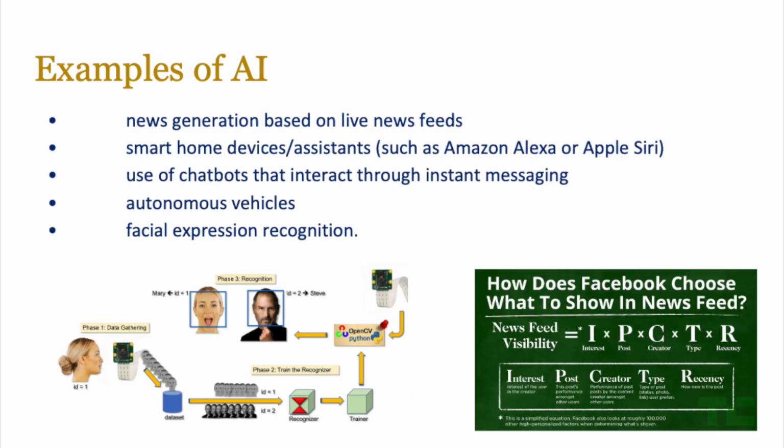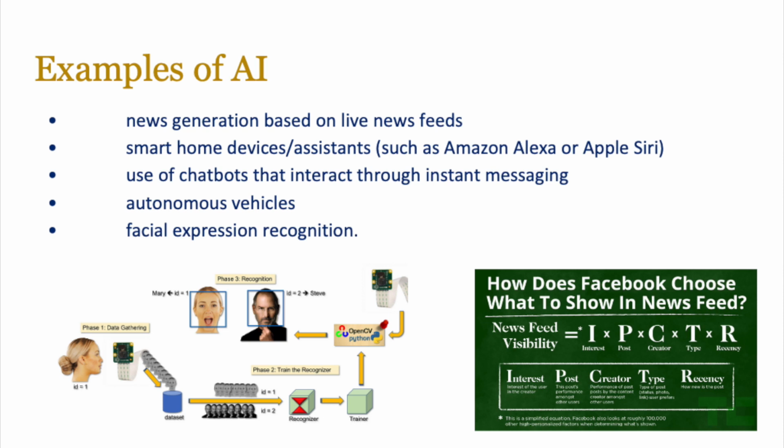So what are some common examples of the uses of AI today? Well, we use it to generate news, so news generation based on live news feeds. For example, Instagram and Facebook have complex algorithms which take a number of different factors. I think there are over 100,000 factors that are taken into account when Facebook decides what news to show you. And those include interest, previous posts, creator, type, recency, all of those kind of things, in addition to what your friends like and what kind of news that you clicked on previously, your affinities, your political views, all sorts of things come into play.